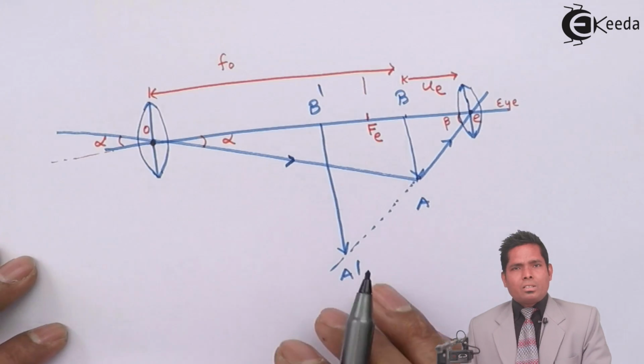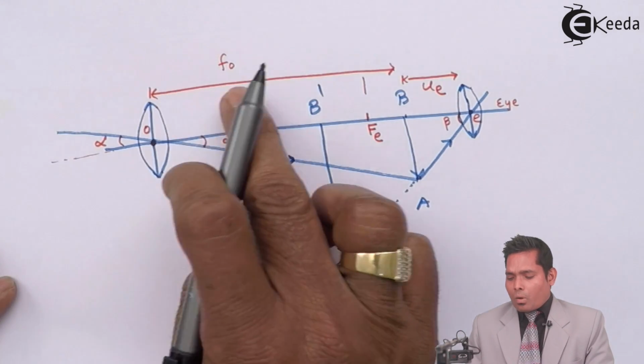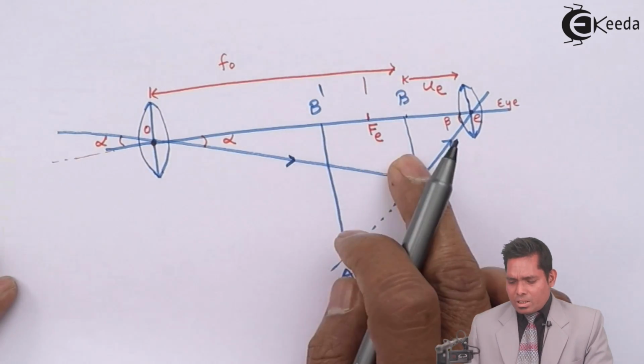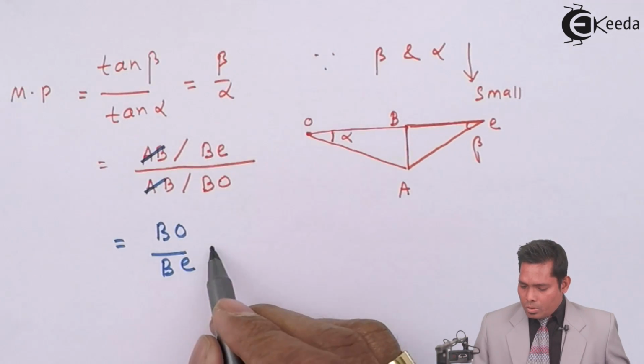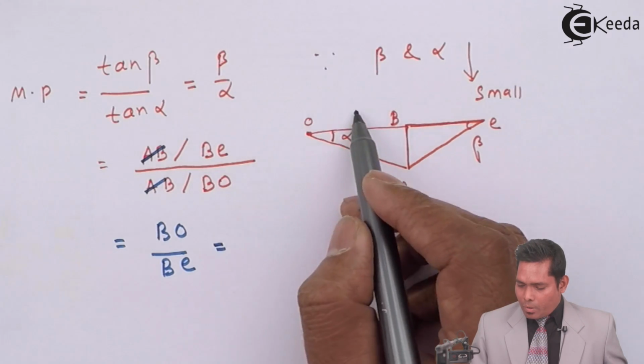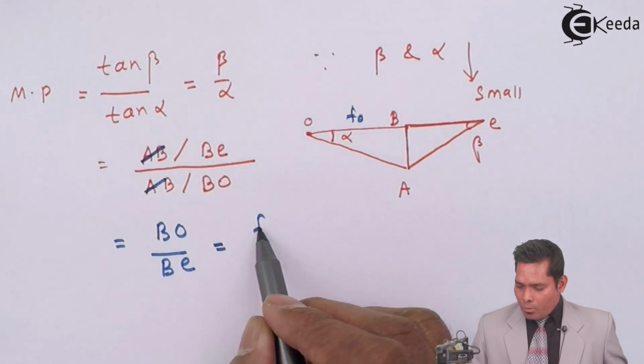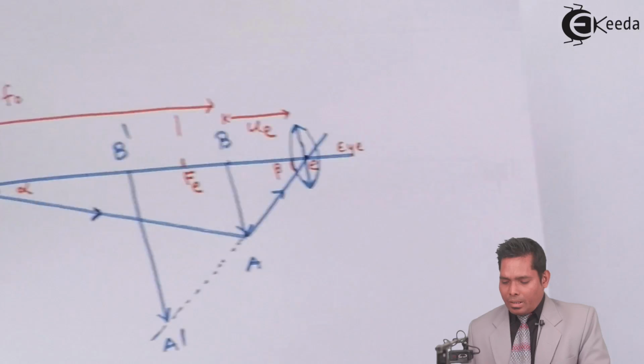So the final image is always formed at focus. This is the focal length. So this image distance is the focal length, so I'll write FO. So in place of BO, I'll write FO divided by BE.